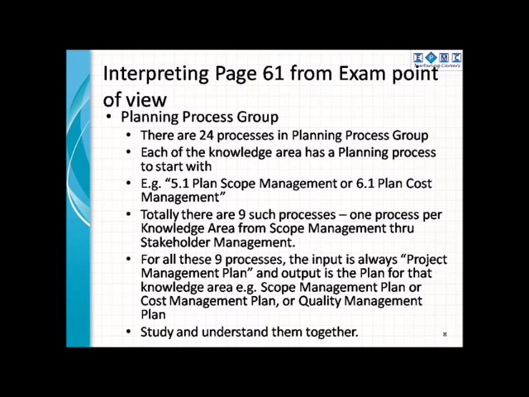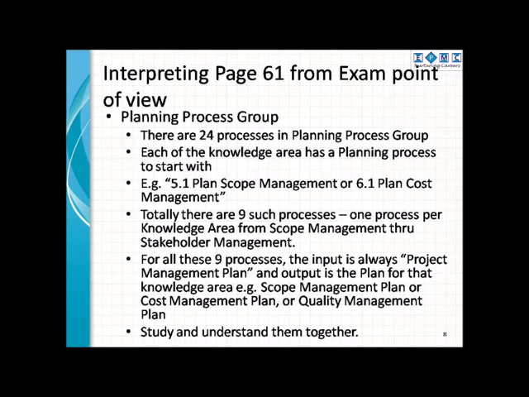Planning process group. There are 24 processes in the planning process group. Each of the knowledge area has a planning process to start with. For example, 5.1 plan scope management is a process in scope management knowledge area and 6.1 plan cost management is a process in cost management knowledge area. Totally there are 9 such processes, one process per knowledge area from scope management through stakeholder management.